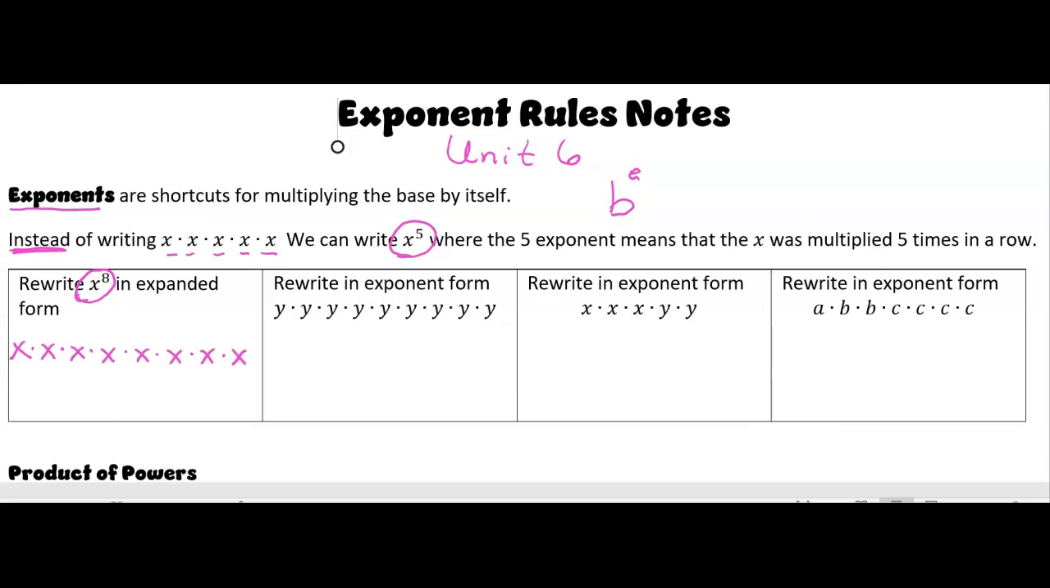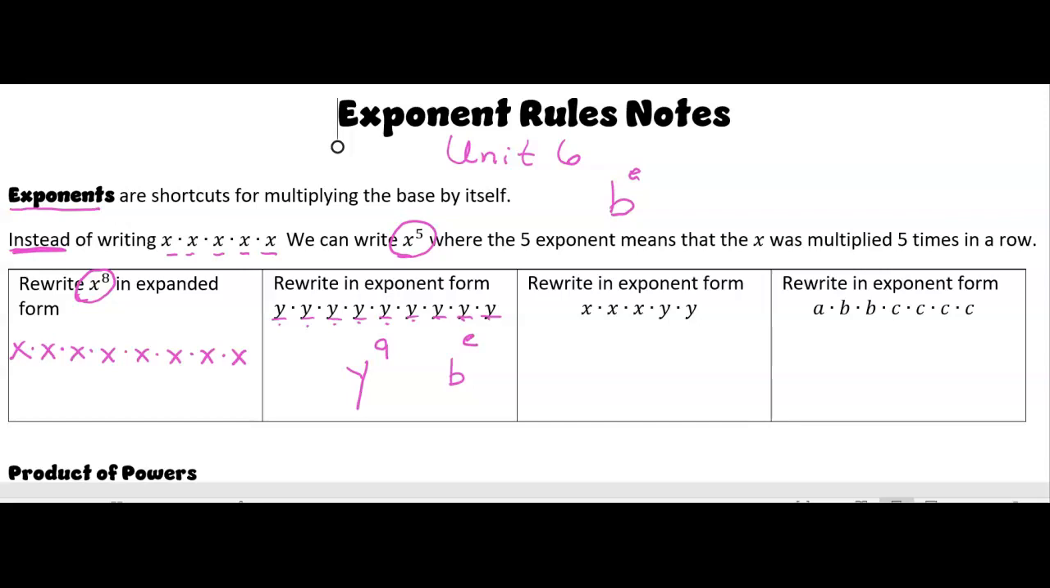So whenever you see y times y times y times y times y times y times y times y times y, that would be y to the 1, 2, 3, 4, 5, 6, 7, 8, ninth power. That would be y to the ninth power. That's the short way of writing y times itself 9 times. We would say y is the base, and we would say 9 is the exponent.